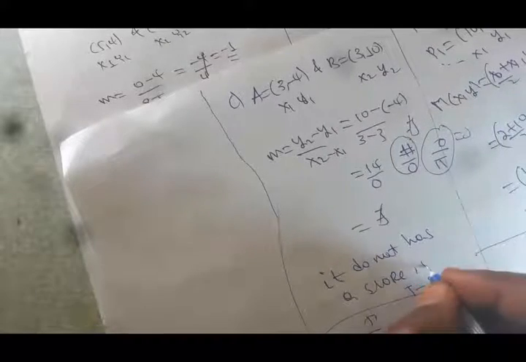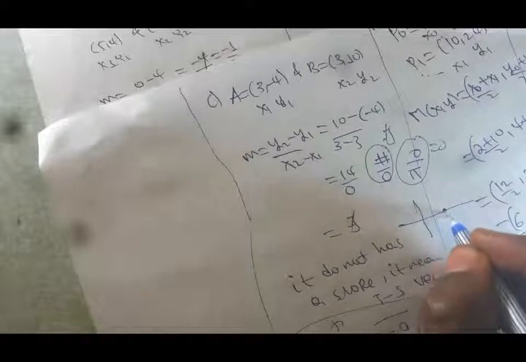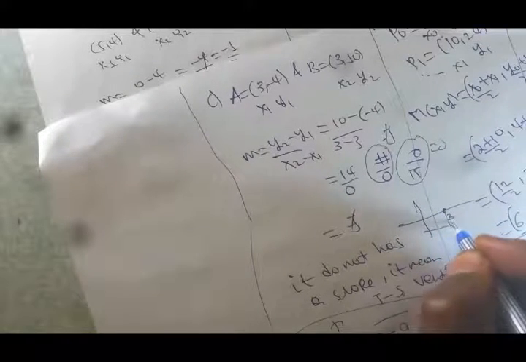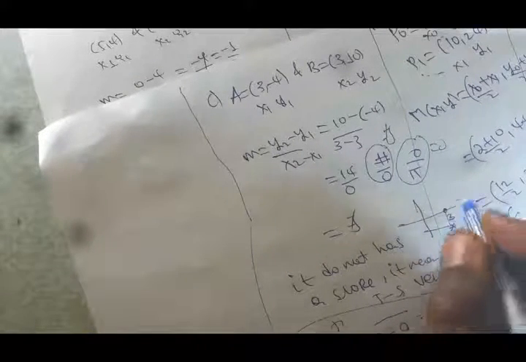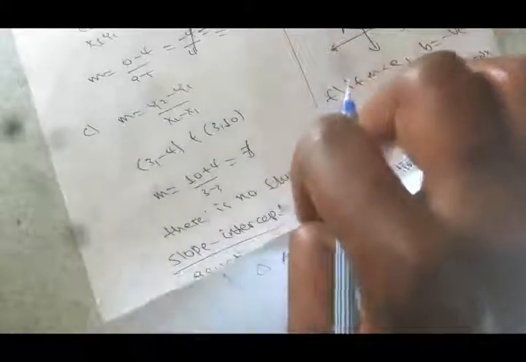It simply means a vertical line. When you draw these points, let's say (3, -4) and (3, 10), it is a vertical line and we don't have any slope.